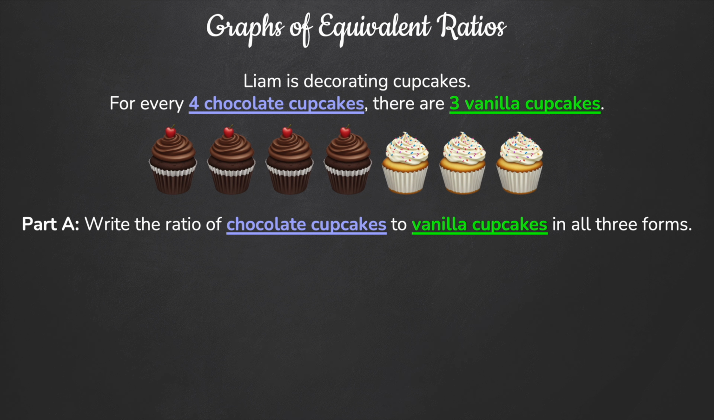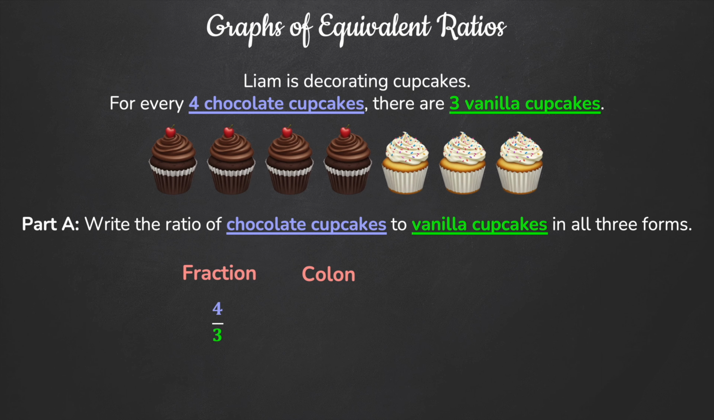So we know that we could write a ratio as a fraction. And because we're writing the ratio of chocolate cupcakes to vanilla cupcakes, we're going to write the number of chocolate cupcakes first as our numerator. And then the vanilla cupcakes is going to be our denominator.